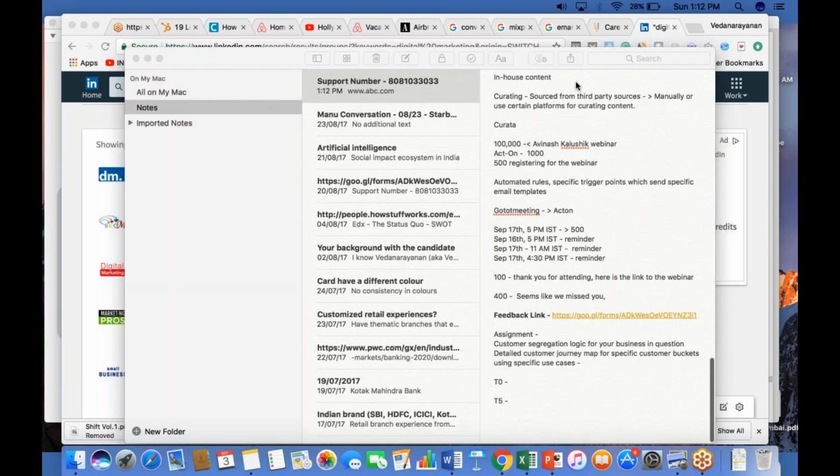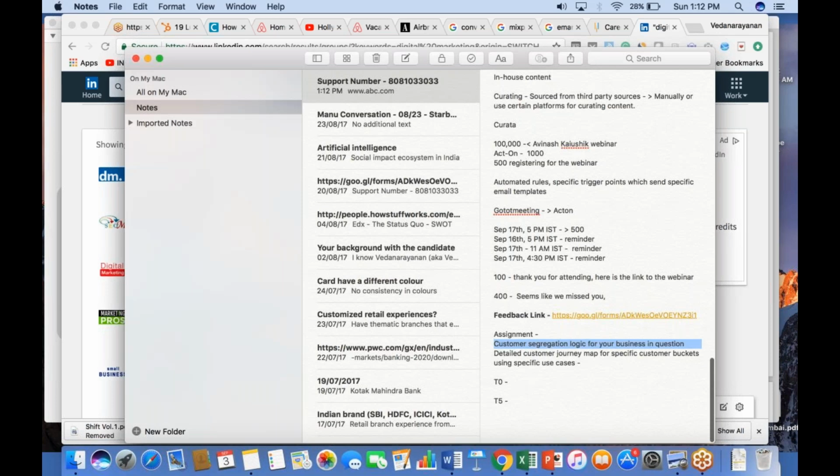Yep. So the assignment for this class, just to repeat what I said, is I want you to first think through the customer segregation logic for your business in question. Second is I want you to then map out a detailed customer journey for specific customer buckets for specific use cases.